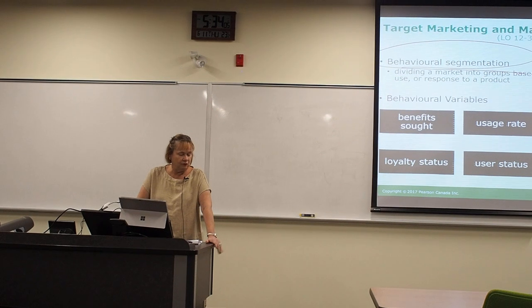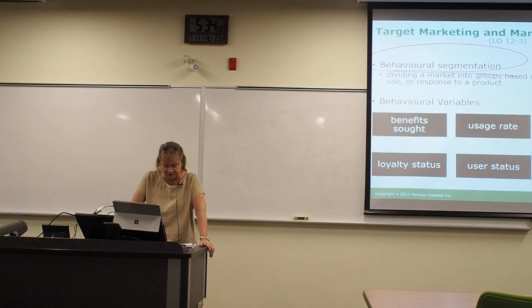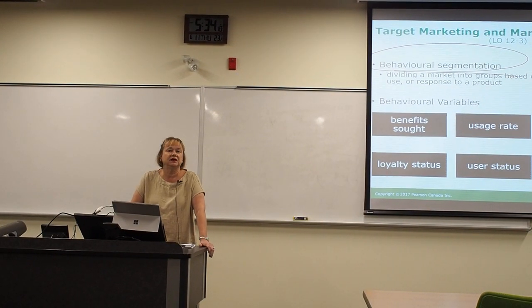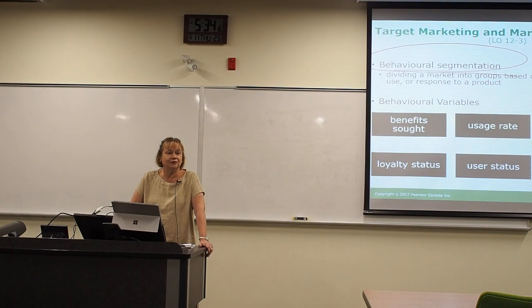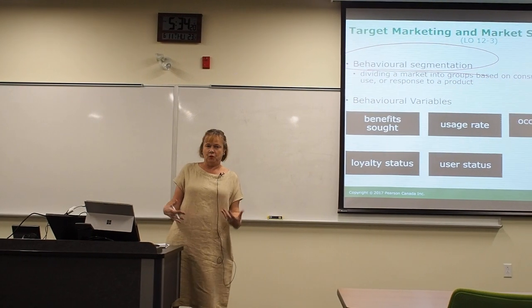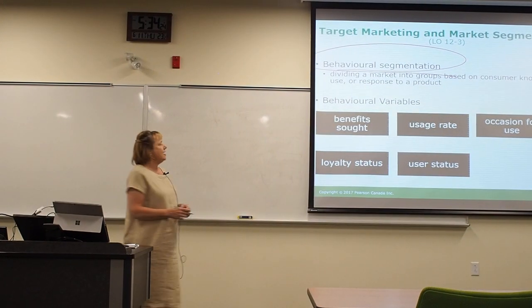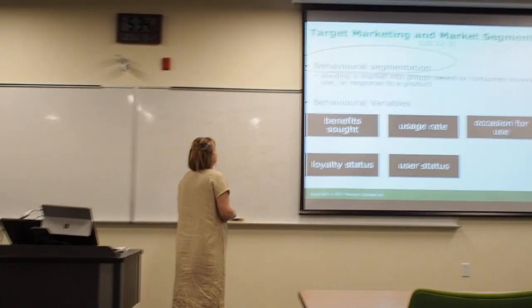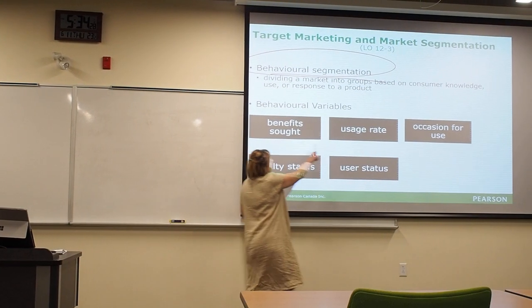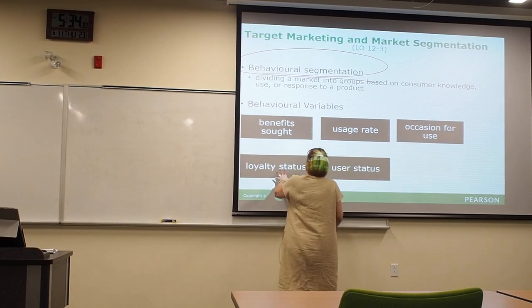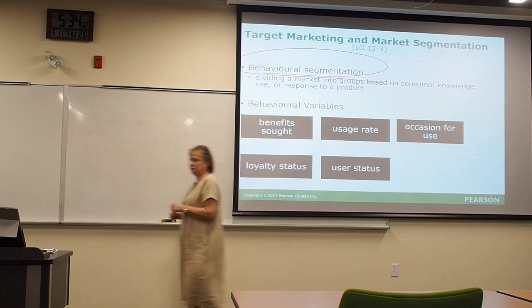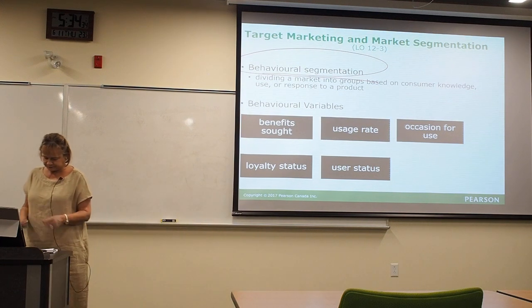Some are happy with only a Godiva chocolate bar, others, Kit Kat is fine. Some are okay with a white t-shirt from Costco or Joe Fresh, but others want a Ralph Lauren white t-shirt. Big difference in the price. Behavioral segmentation variables are benefits sought, usage rate, occasion for use, loyalty, and user status.